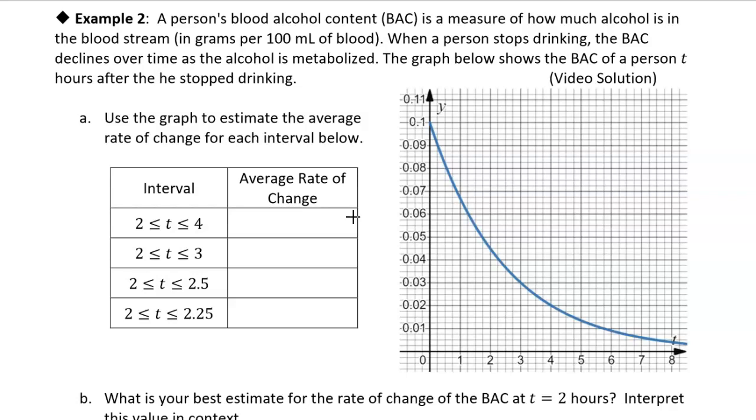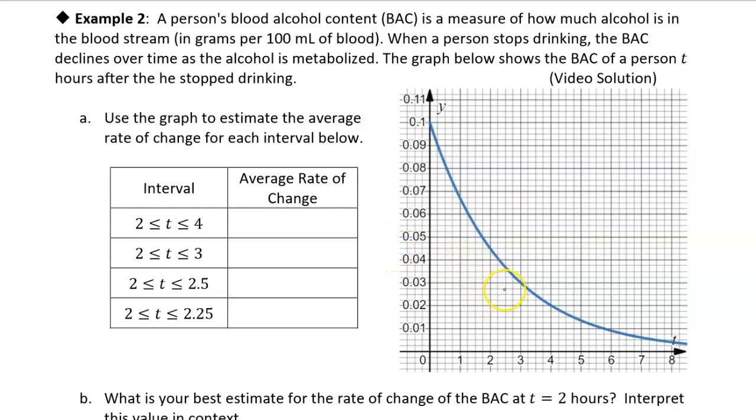So the first thing we want to do is find the average rates of change over these various intervals. And you can see we're doing something similar to what we did in the last example, where we're taking intervals that are closer and closer to 2. So we're going to first of all look at the average rate of change from 2 to 4, and then 2 to 3, and 2 to 2.5.